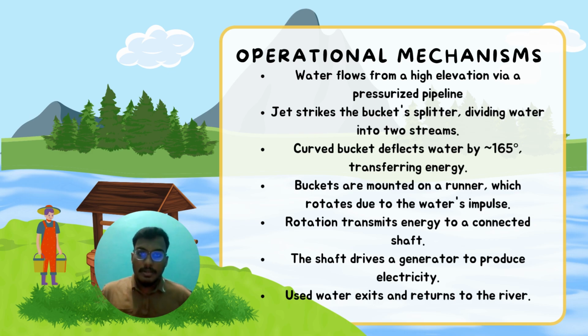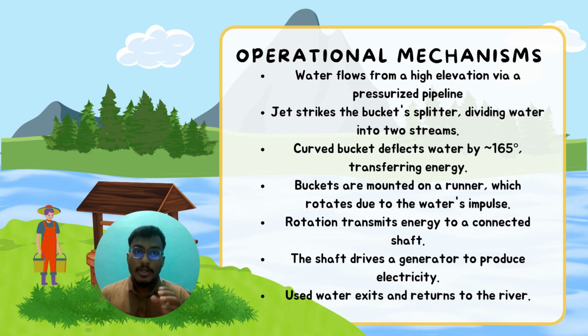Mechanism of the Pelton wheel turbine. So firstly, the water flows from the high elevation through the pressurized pipeline, where it is directed into a jet by a nozzle. This jet strikes the splitter of each bucket, dividing the water into two streams. The curved bucket deflects the water by around 165 degrees, transferring the water's kinetic energy to the runner.